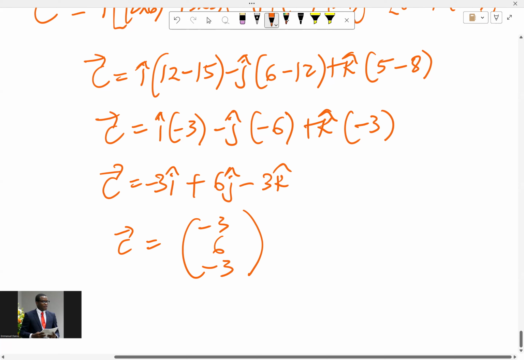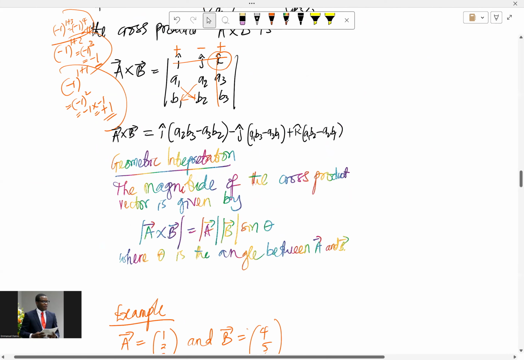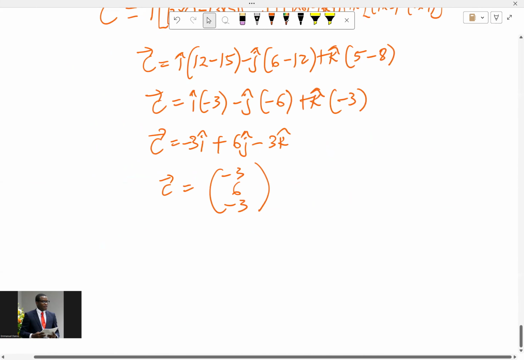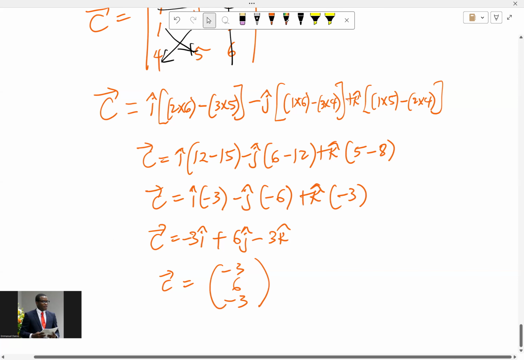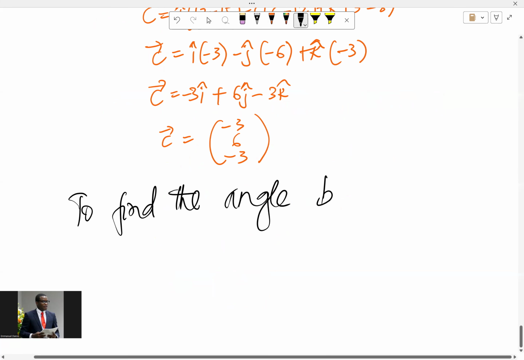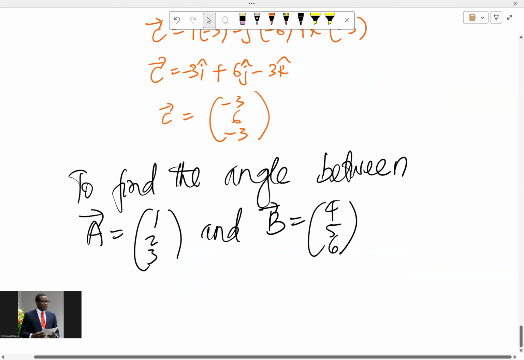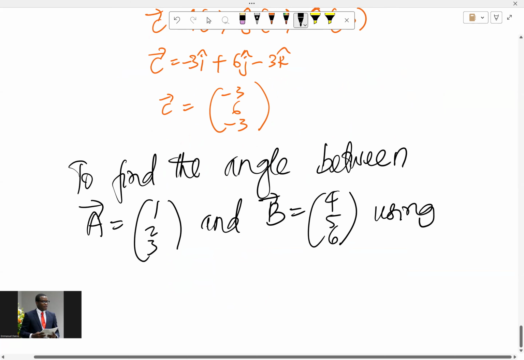Okay, well, to stretch it further, let's talk about that geometric interpretation we did the other time. So let's say I want to find the angle between A, which is 1, 2, 3, and B, which is 4, 5, 6. We can still do this using dot products, but that's how I'll specify using vector products.